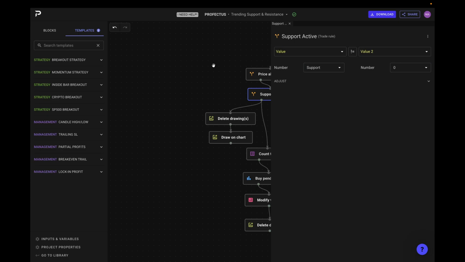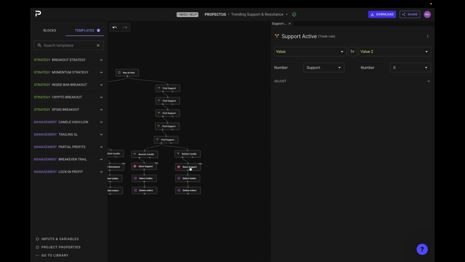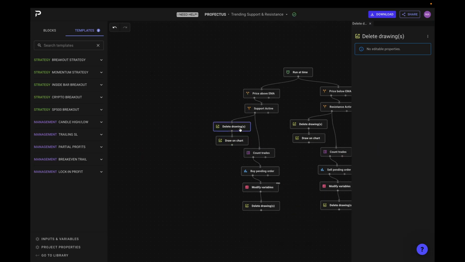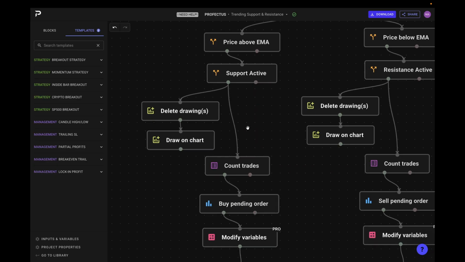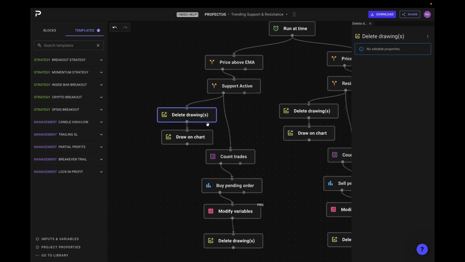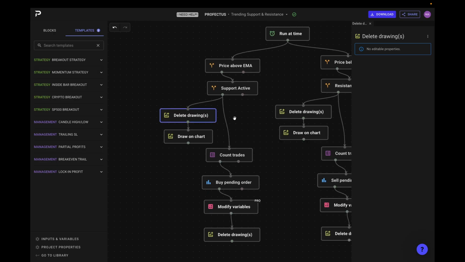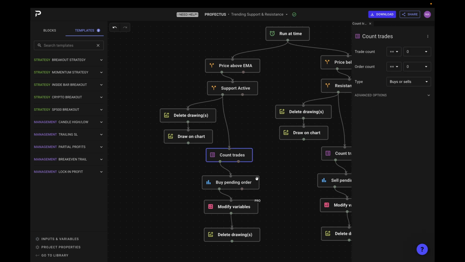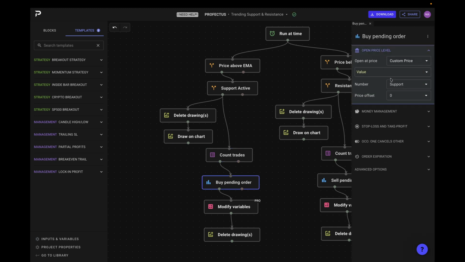We already stored and found support, and that happened here. Right here we stored support, and that's the candle open or the close depending on that candle. Then we delete the drawings and we draw support on the chart. So we first delete drawings, if we have drawings from yesterday, we want to delete them and draw them again, but then on a new level. Then we're gonna count if we have trades. We're gonna place a buy pending on the custom price value support, exactly on that support level.